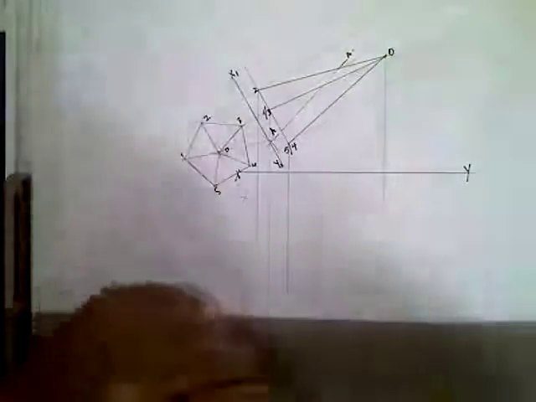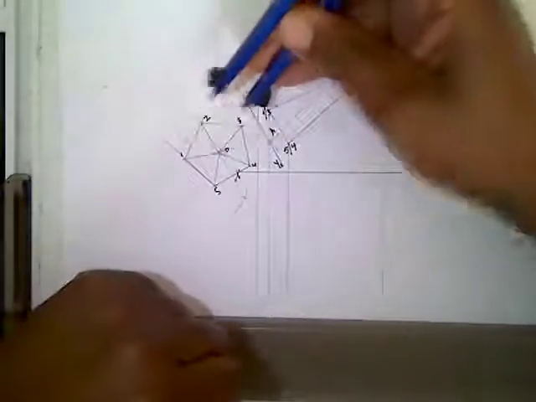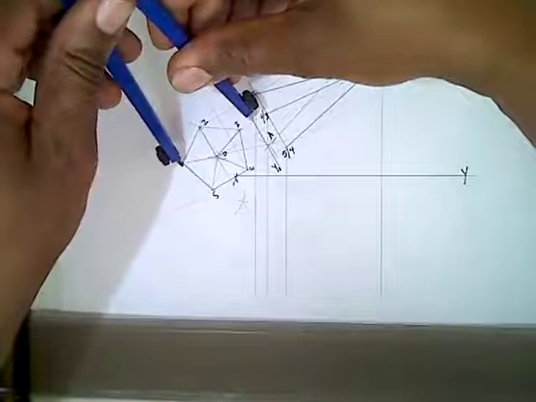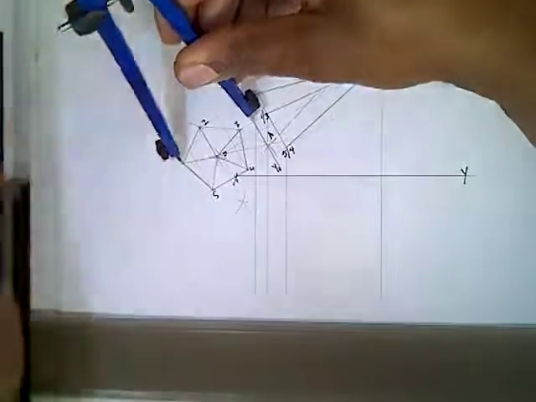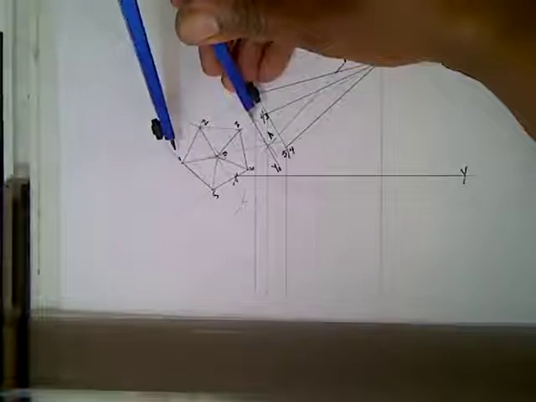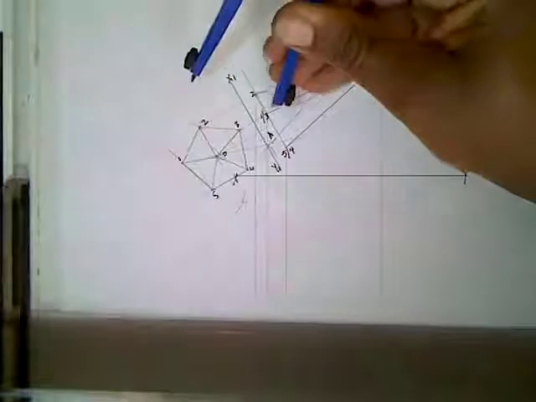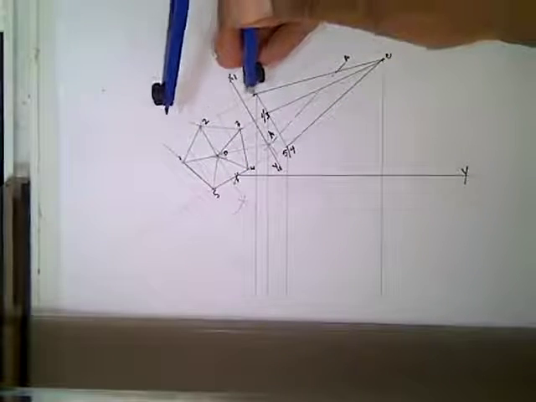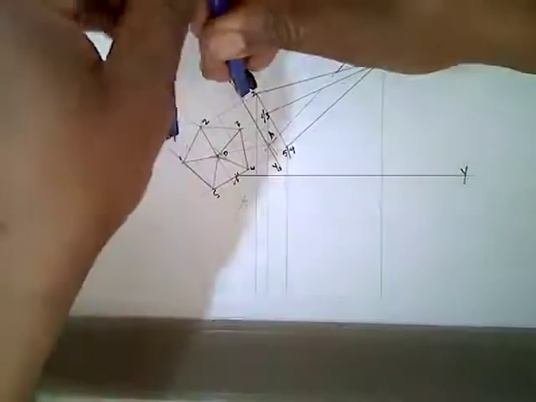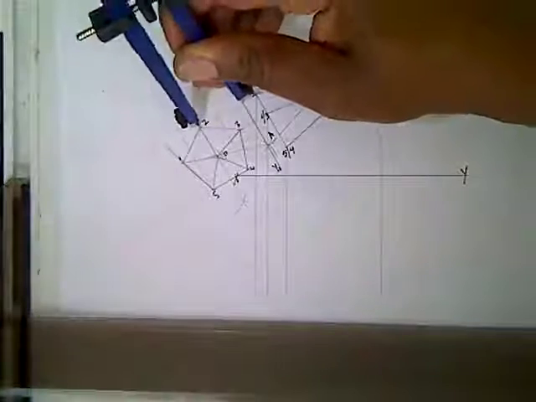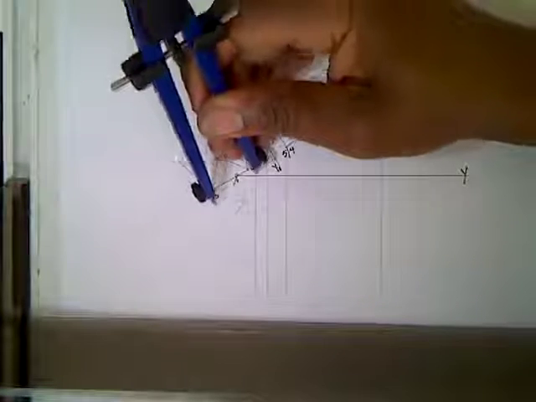After I've done that, auxiliary, helping view. Now 1. Here is 1. 1 is in line with 3. So I'll measure that distance to 1 from the ground line to 1. Here is my 1. And then from the ground line, now 2. From the ground line to 2. There is 2.